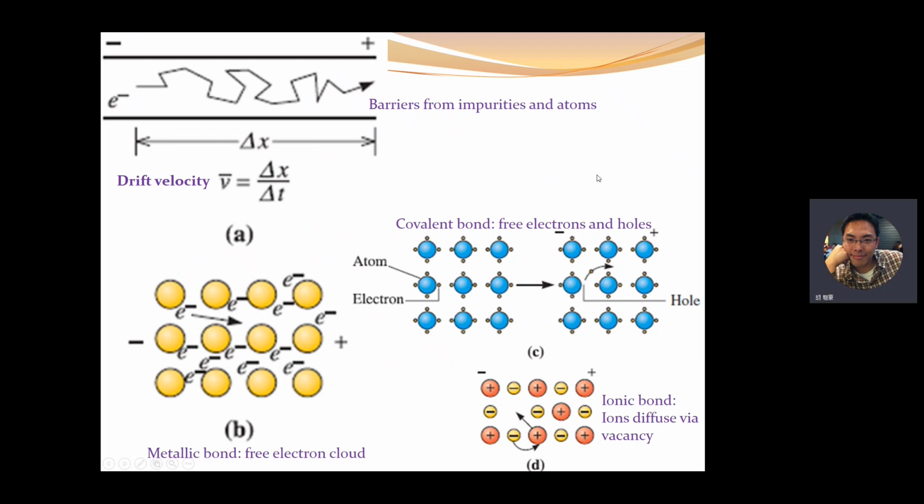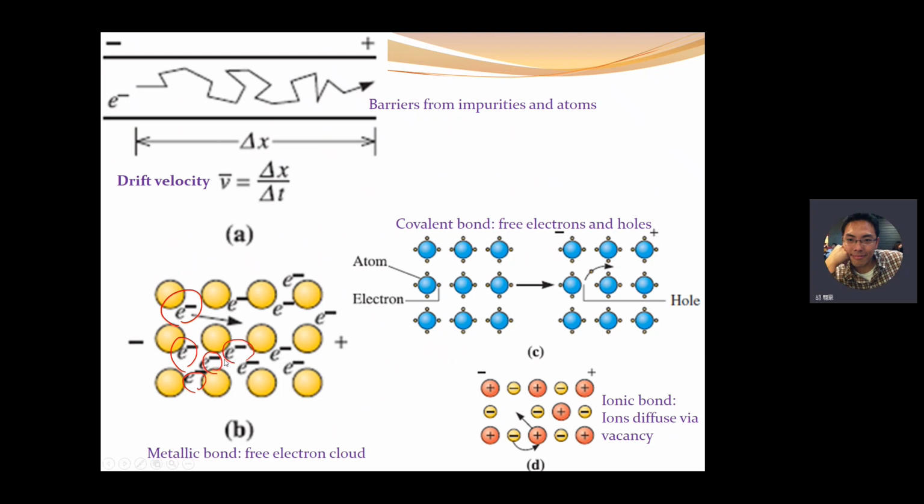Okay, and for the metal, the charge carriers are electrons. We already know that for the metal bond, the free electron cloud dominates its conductivity, or electrical properties. Therefore, the charge carriers in metal are electrons.